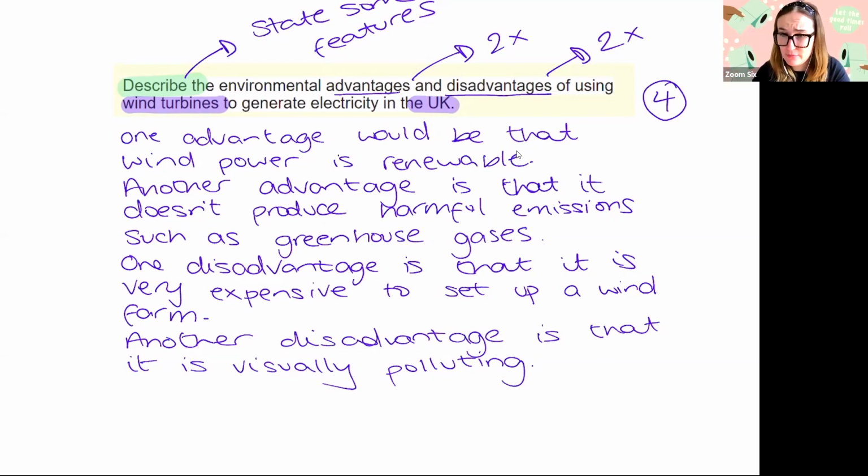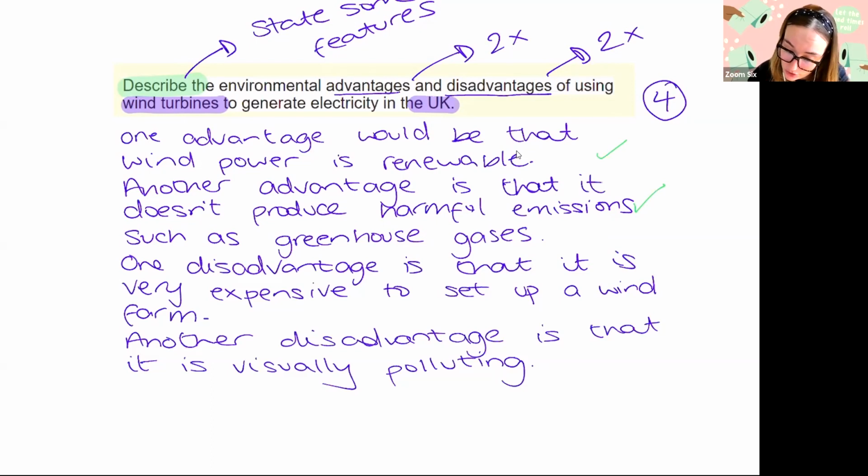So just whilst you're finishing up your answer, I'm just going to show you exactly why this is a 4 out of 4 mark question. So I have got 2 advantages. They are both clear and they're different. So if I said that one advantage is that wind power is renewable, and then I said another advantage is it won't run out, those 2 things mean the same. So I'm not going to get 2 separate marks from that.